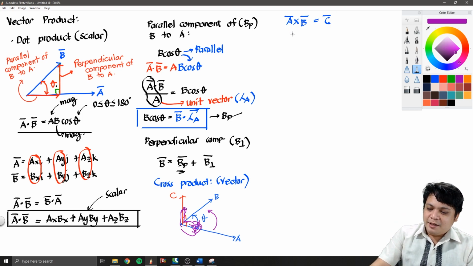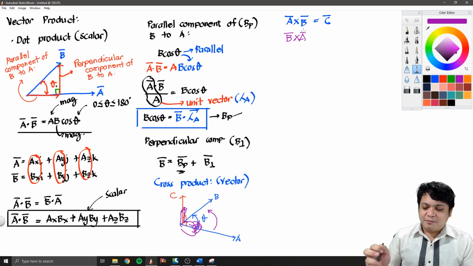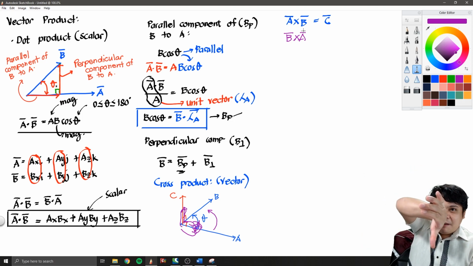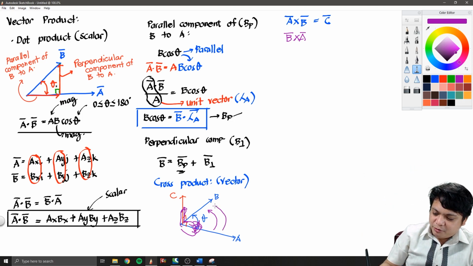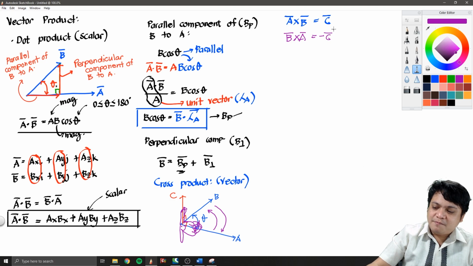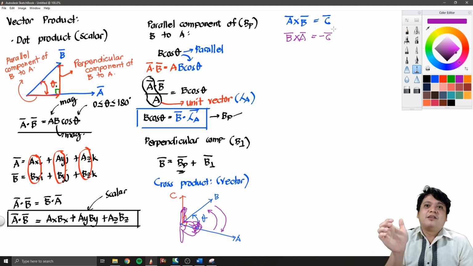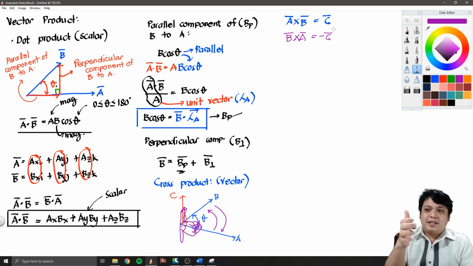Now, hindi yan ibig sabihin that B cross A is equal to this one. Okay? Kapag pinagbaliktad mo kasi, ang mangyayari, magsisimula ka kay B, babalik ka kay A, B to A, ang magiging thumb mo pababa. Okay? So, negative ka naman. Okay? So, ito magiging negative C naman siya. Okay? So, mahalaga yung right thumb rule natin, ano? So, A to B and then B to A.